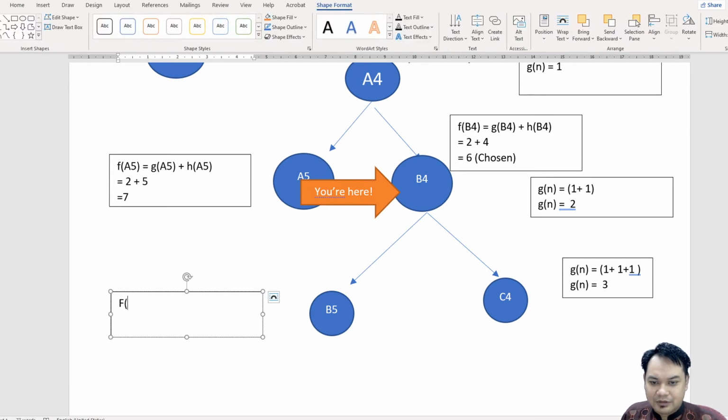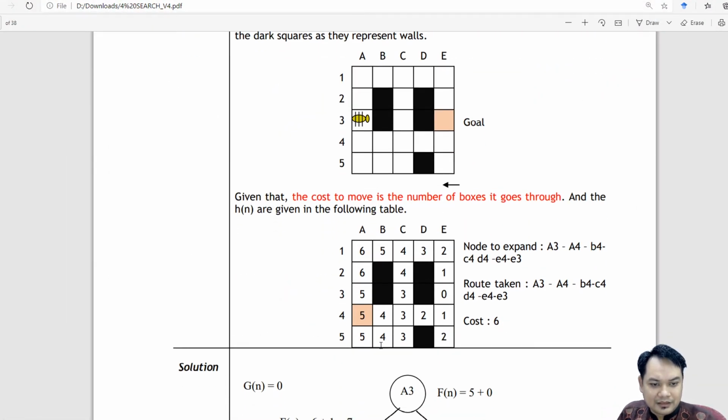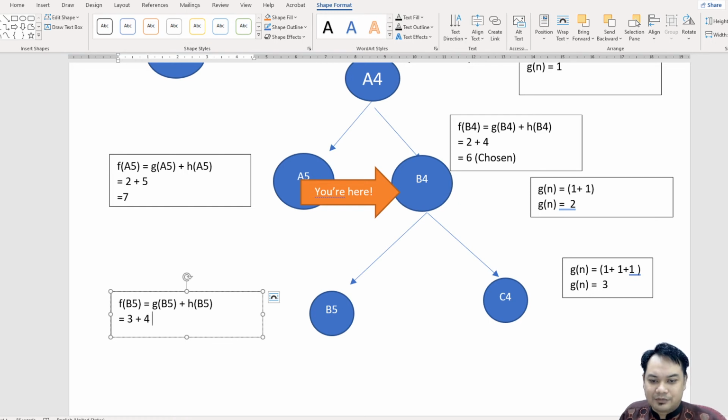So, calculation dia would be FB5 equals GB5 plus HB5. So GB5 is 3, we already know. HB5 is, okay, B5, H dia adalah 4. So, plus 4. So, the cost would be 7. The actual cost would be 7 total cost.